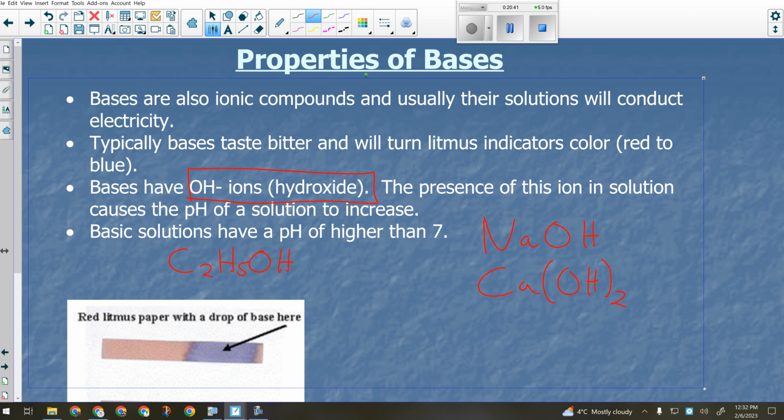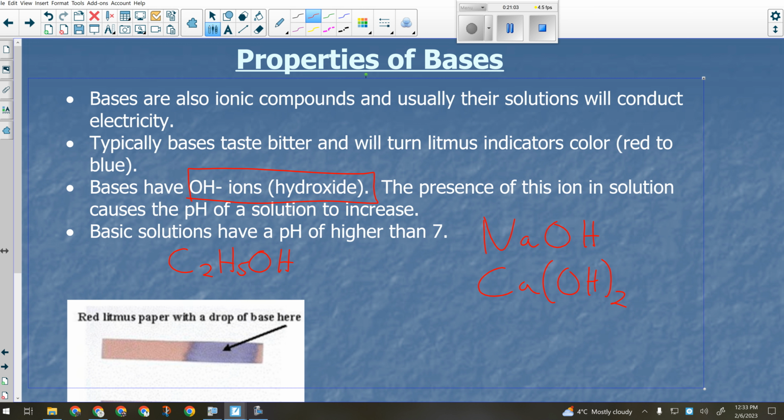This is alcohol. Okay, ethyl alcohol. It's what's in beer and wine and whatever else. It's not a strong base. In fact, it's mildly acidic. It's not an ionic compound, so when it's dissolved in water, and it is soluble in water, the OH doesn't come off. So it does not create a basic solution.